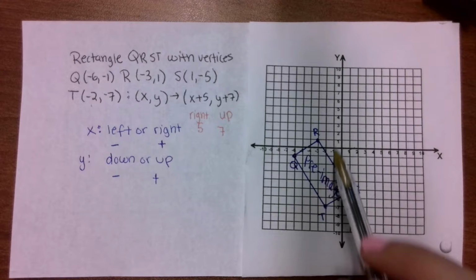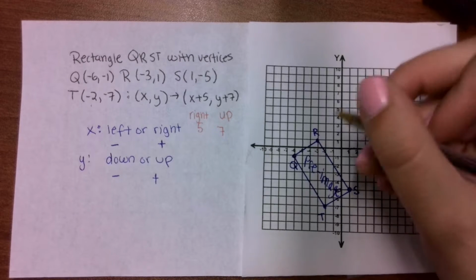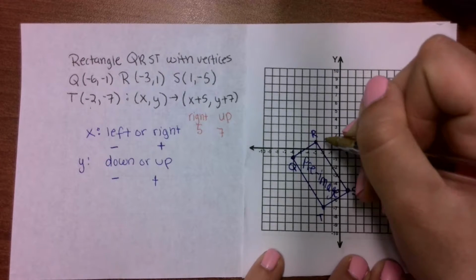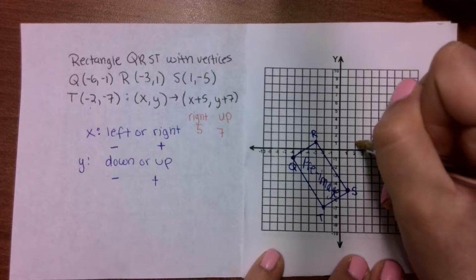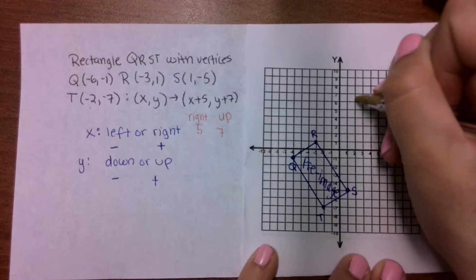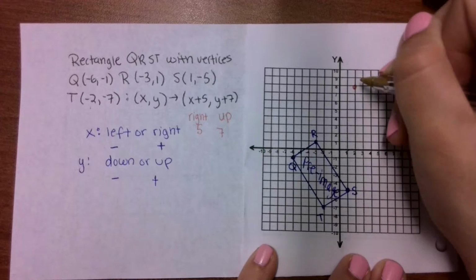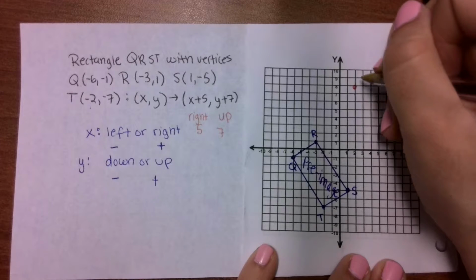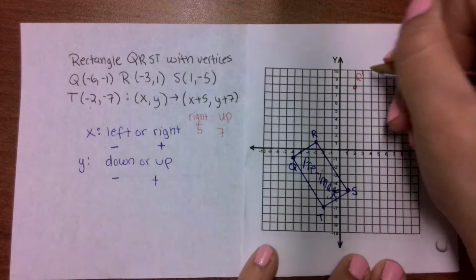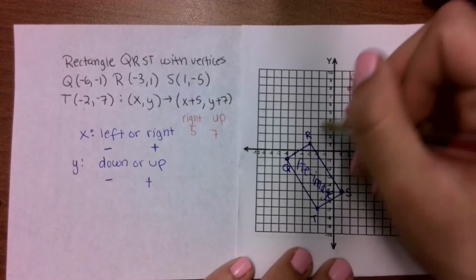Okay, because the pre-image is the original, and the one that you transformed becomes the image. So we're going to take R and move it 5 right. 1, 2, 3, 4, 5. And then up 7. 1, 2, 3, 4, 5, 6, 7. So this is going to be your R, but you put prime. Okay? Because this is the copy, so you can't have the same notation.